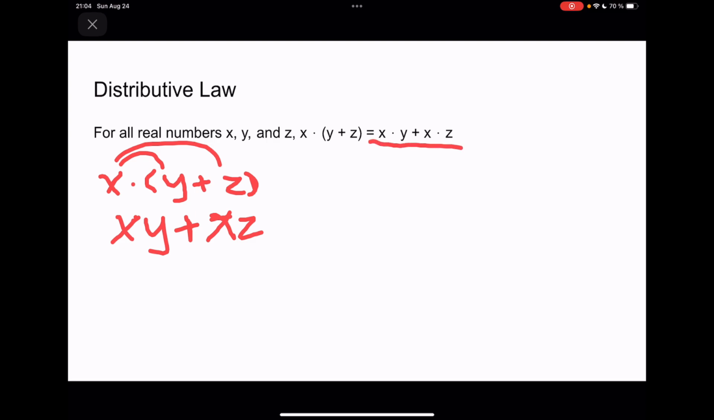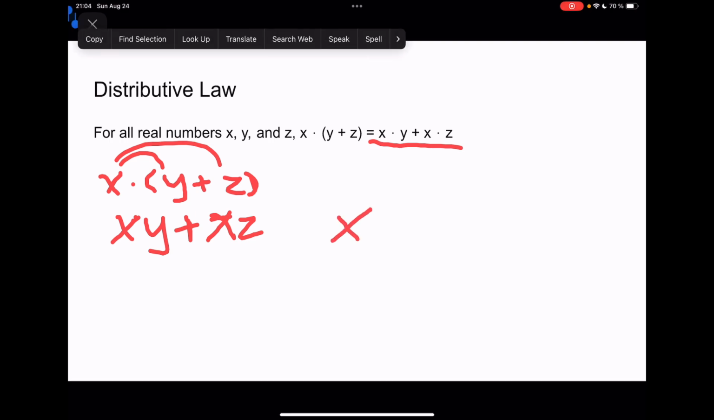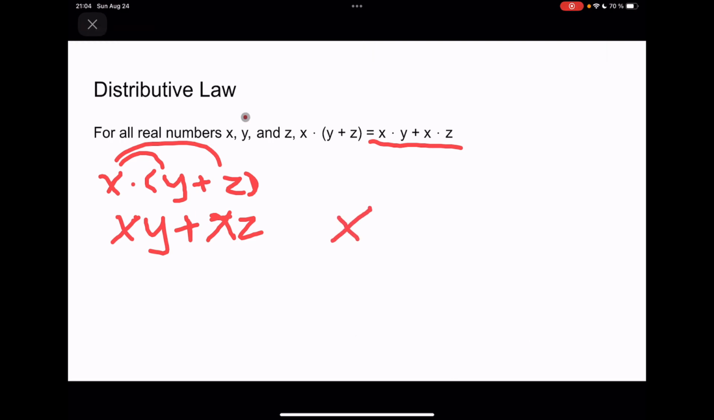X times y plus x times z says what this should be equal to. Well, x times y is just xy, plus x times z, which is, of course, just going to be xz. These are equal to each other, so this is true, so it all checks out.